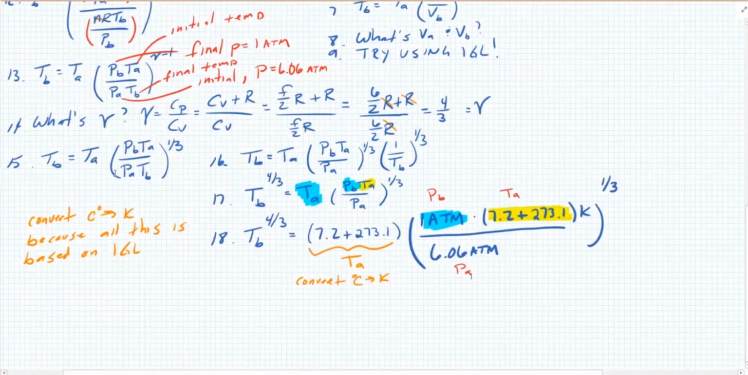Okay, so number 18, number 19, TB to the 4/3. TB to the 4/3 equals, let's get a number. Let's get a number for TB to the 4/3.